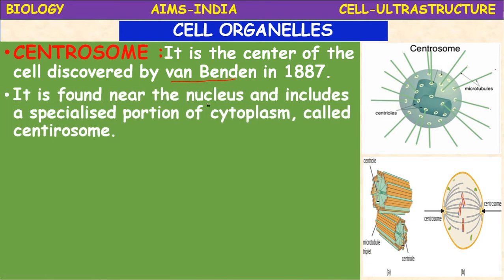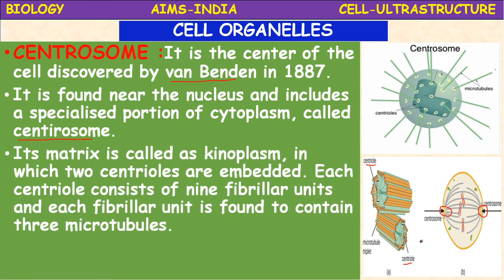It is found near the nucleus and includes a specialized portion of cytoplasm called centrosome. Here, this is the centrosome. On either side of the nucleus, these are the two centrosomes. When they divide, they are called centrioles.